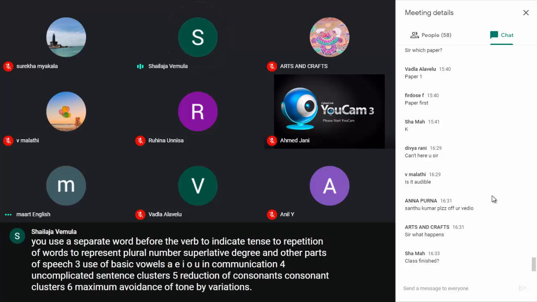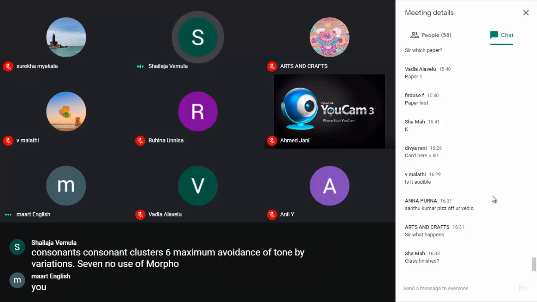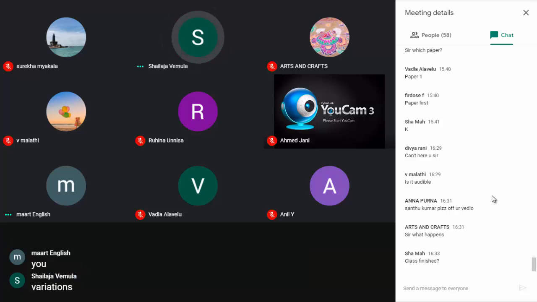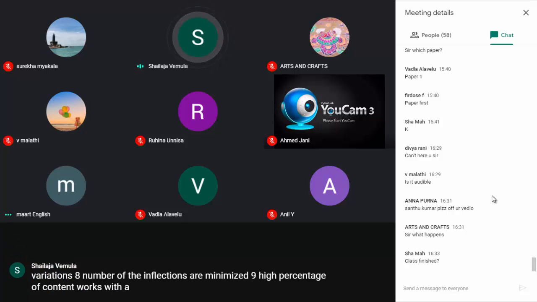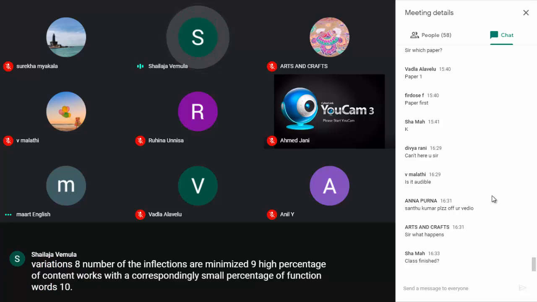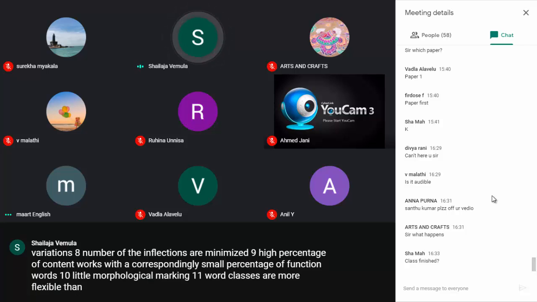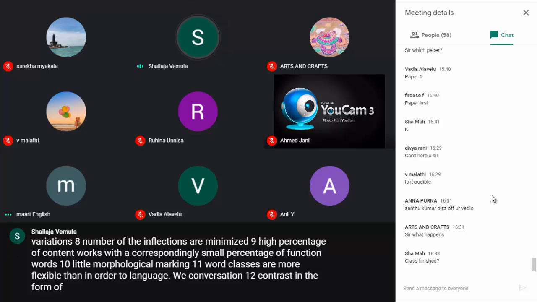Seven, no use of morphophonemic variations. Eight, the number of inflections is minimized. Nine, high percentage of content words with a correspondingly small percentage of function words. Ten, little morphological marking. Eleven, word classes are more flexible than in adult language pre-conversation. Twelve, contrast in the form of pronouns is greatly reduced.